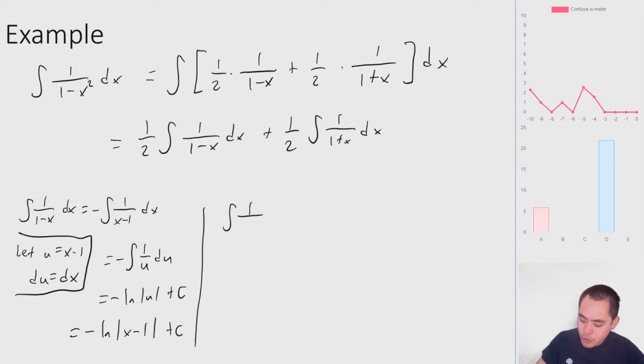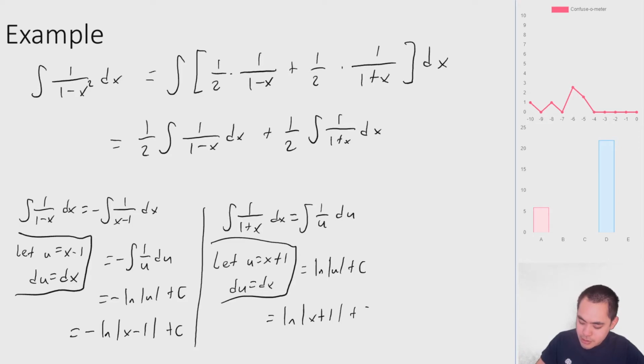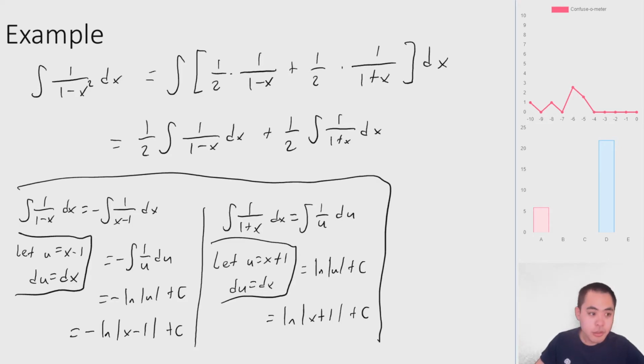And you can do the same thing for 1 over 1 plus x dx, which is equal to the integral of 1 over u du. Here we're going to let u be equal to x plus 1, or 1 plus x, it doesn't really matter. Du is equal to dx. And so this is equal to natural log of u plus c again, which is equal to natural log of the absolute value of x plus 1 plus c. And so given all that, we know that this is equal to 1/2 times natural log of x plus 1 minus natural log of x minus 1 plus c.